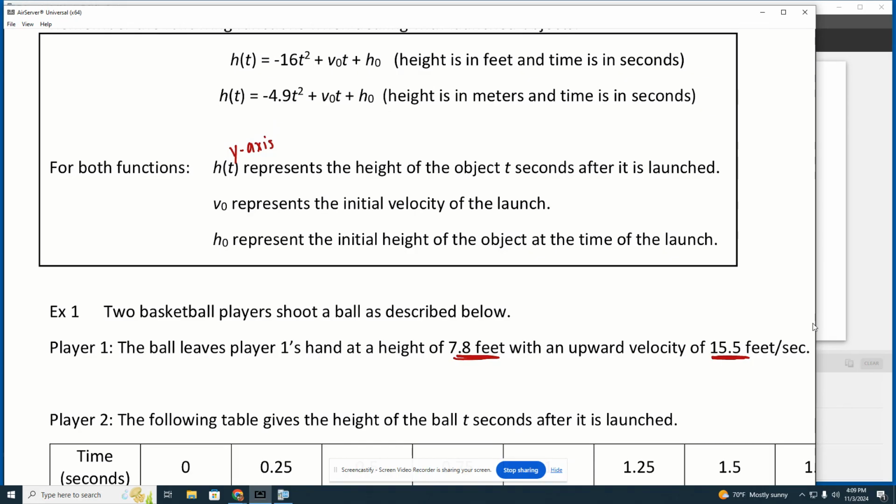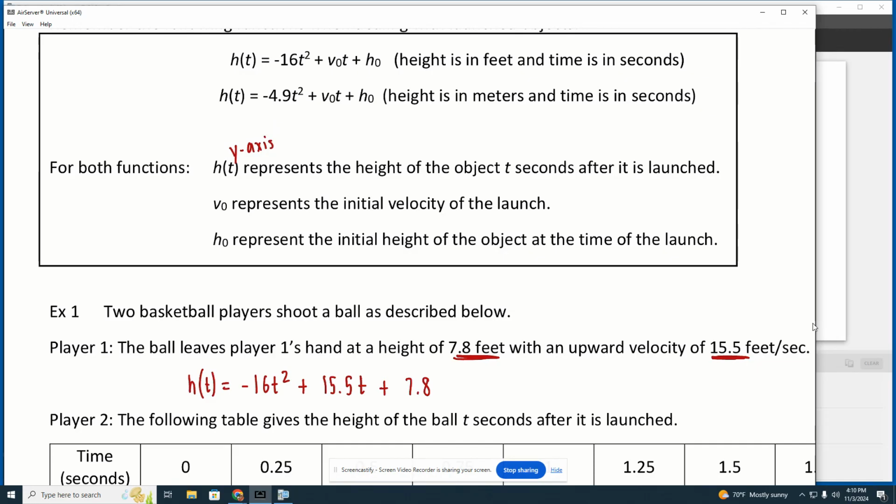So here's this equation, guys. It's h of t equals negative 16t squared. That's a constant. I know it's not a constant from the sense of it's got no variable. It's a constant in that part of the formula does not change at all. Plus v sub o, that's your velocity, 15.5 t, plus h sub o, that's the initial height of it as it's getting launched. And it's getting launched at a height of 7.8 feet. So there you go. There's my equation.